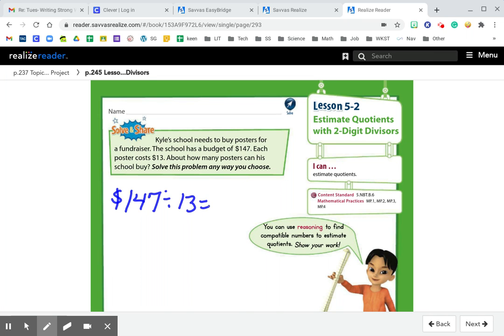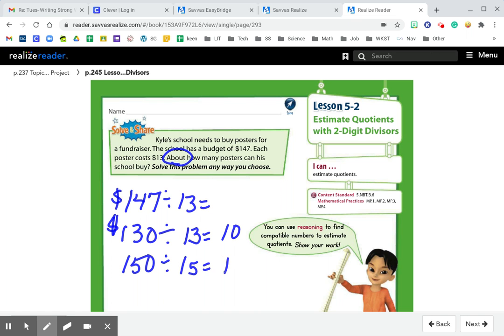So if we're looking for an actual answer, that's what we would be figuring out, but we need a rounded answer. So we're going to look at the divisor. We can leave the divisor alone and find a compatible number, so a number near the dividend. We can also round the dividend to the nearest whole number and take a look at our divisor and see if we can round that to a number that's compatible that will go into 150 evenly. So either way, you would get an answer close to the actual answer.